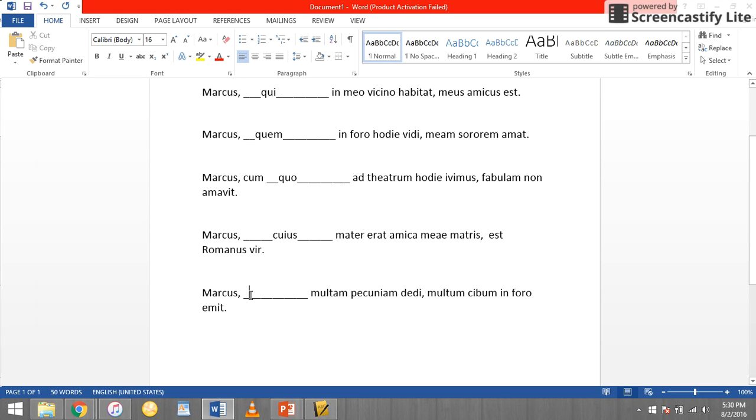And finally, dedi is I gave. Marcus blank multum pecuniam dedi. So Marcus blank much money I gave. Bought much food in the forum. So clearly, if Marcus bought much food in the forum, you gave him the money. So if you give something to someone, the someone you give it to is dative. Again, masculine and singular because Marcus is, but this time it's dative. So Marcus, to whom I gave a lot of money, bought a lot of food in the forum.